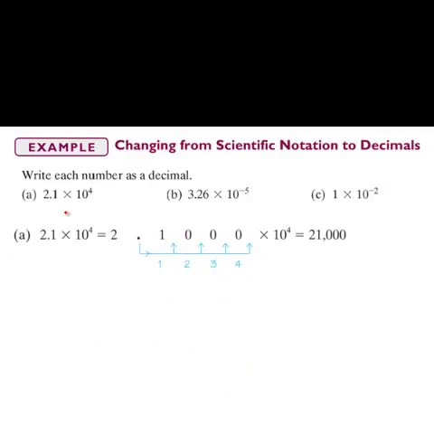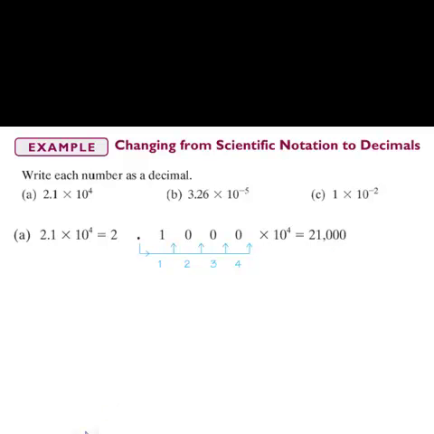So you have 2.1 times 10 to the fourth power, and so instead of going from right to left, now you're going from left to right. Put a bunch of zeros to the right and then count out 4 decimal places. So here's your decimal point, and then you go 4 units to the right. So that'll give you 21,000.